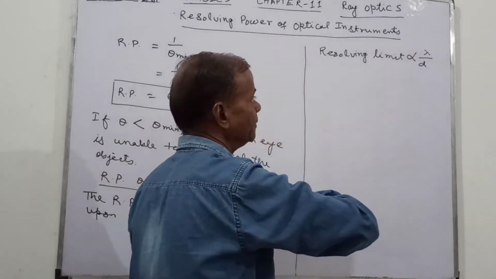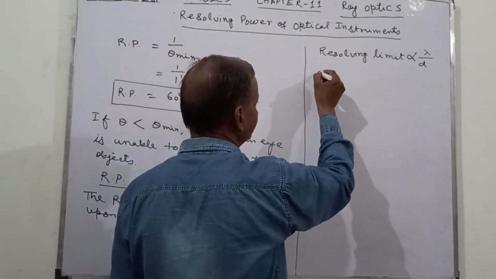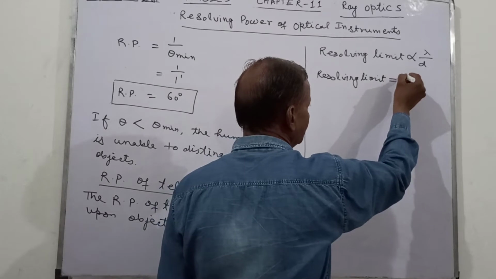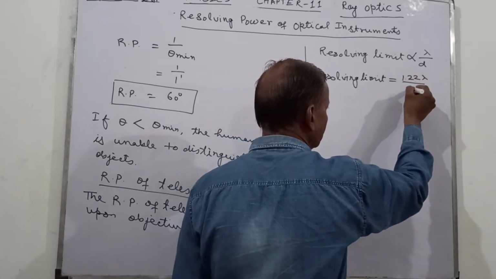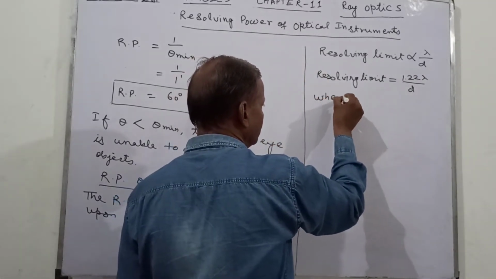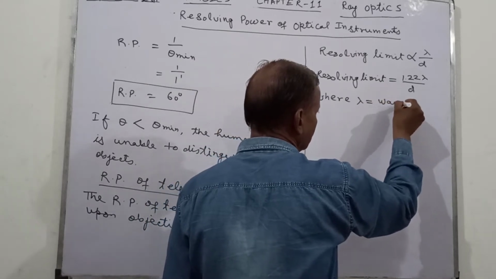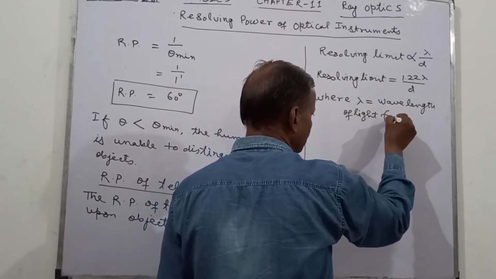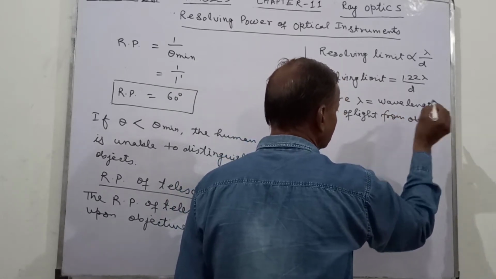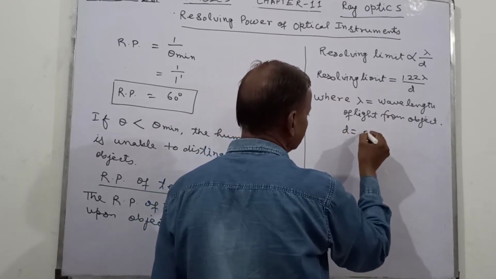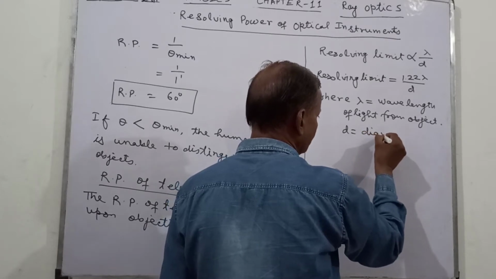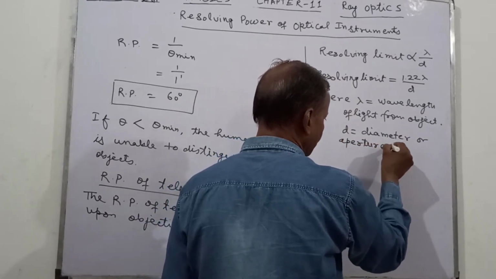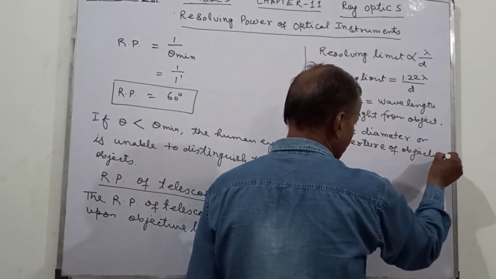Or this resolving limit is equal to 1.22 lambda upon d, where lambda equals the wavelength of light from the object, and d equals the aperture diameter, the aperture of the objective lens.